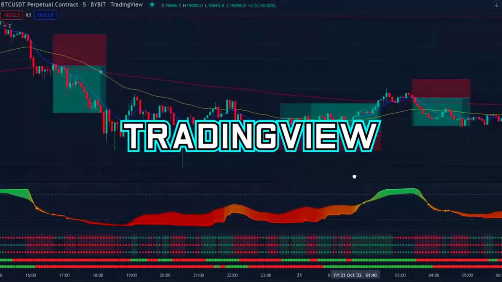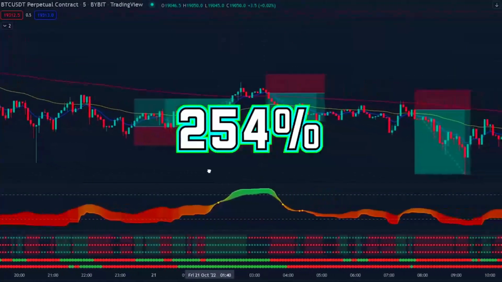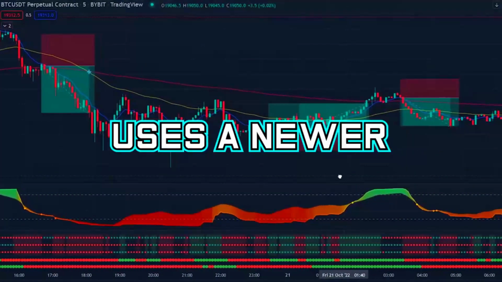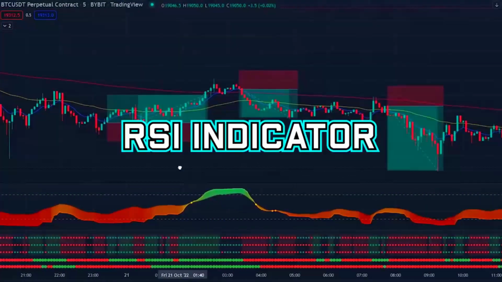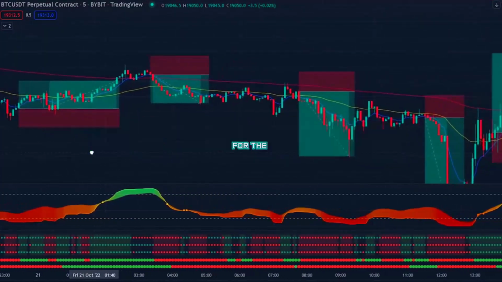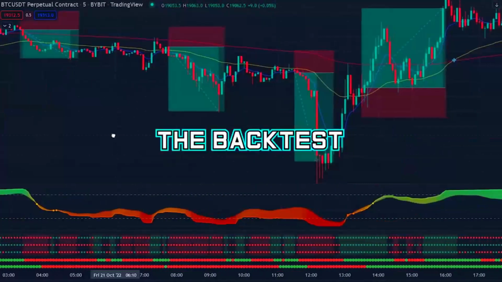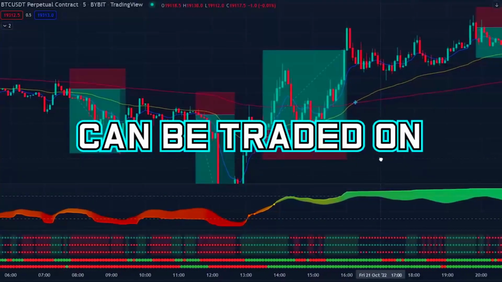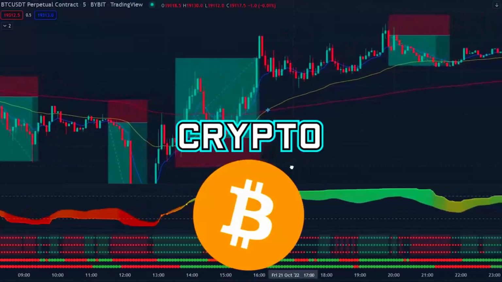This 5-minute TradingView scalping strategy made 254% in the backtest. The strategy uses a newer and improved version of the RSI indicator that provides a lot better signals for the strategy that we will be using today. The backtest was done on the price of Bitcoin. However, this strategy can be traded on many other markets such as crypto, forex, and stocks.